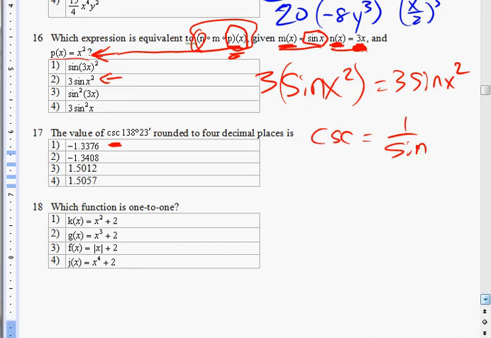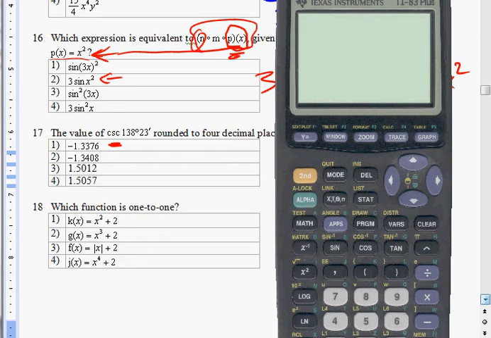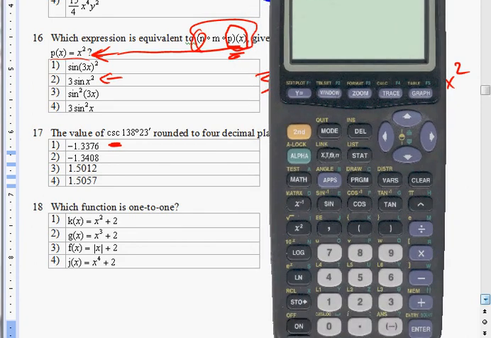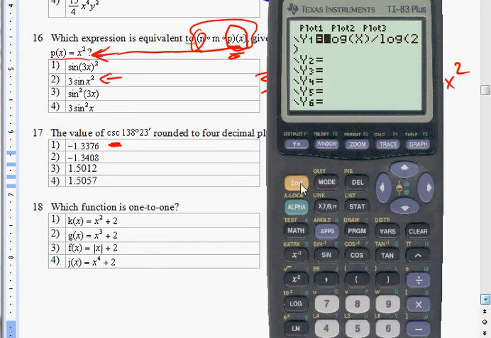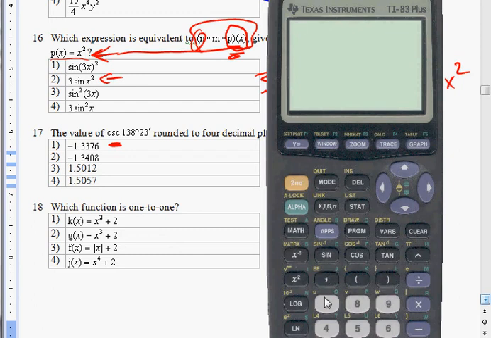So let's take out the graphing calculator. All right, so we are going to plug it in. Cosecant again is 1 divided by sine. And now we're going to need to put 138 degrees. The degree symbol is found where it says angle.